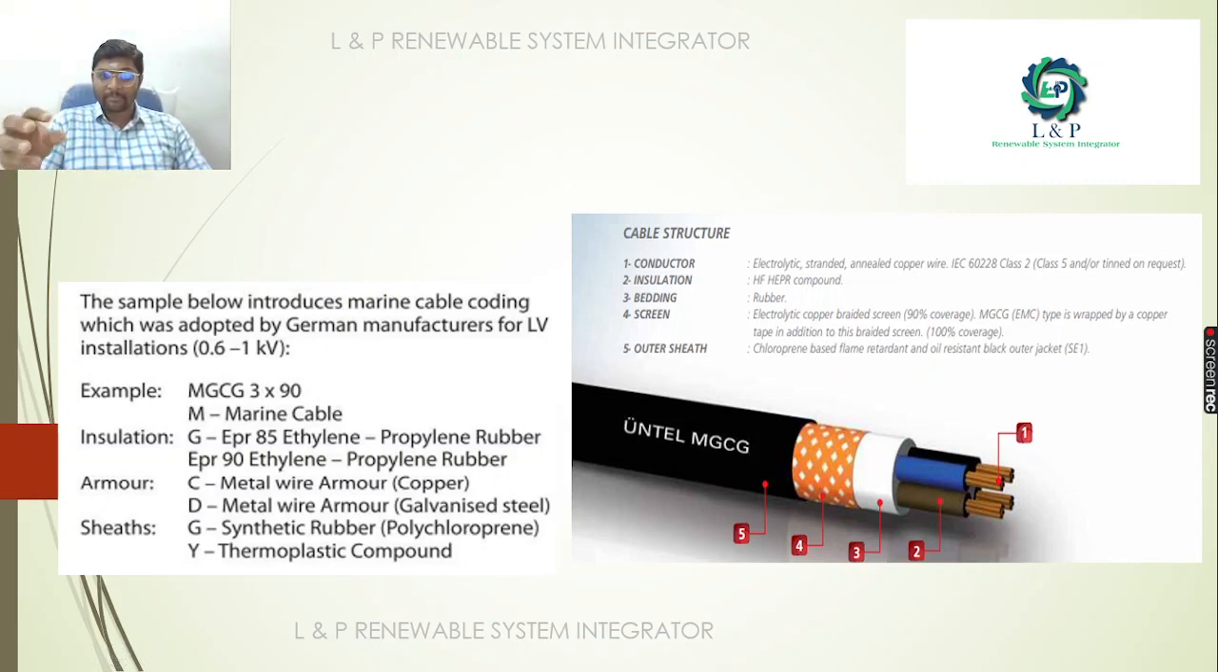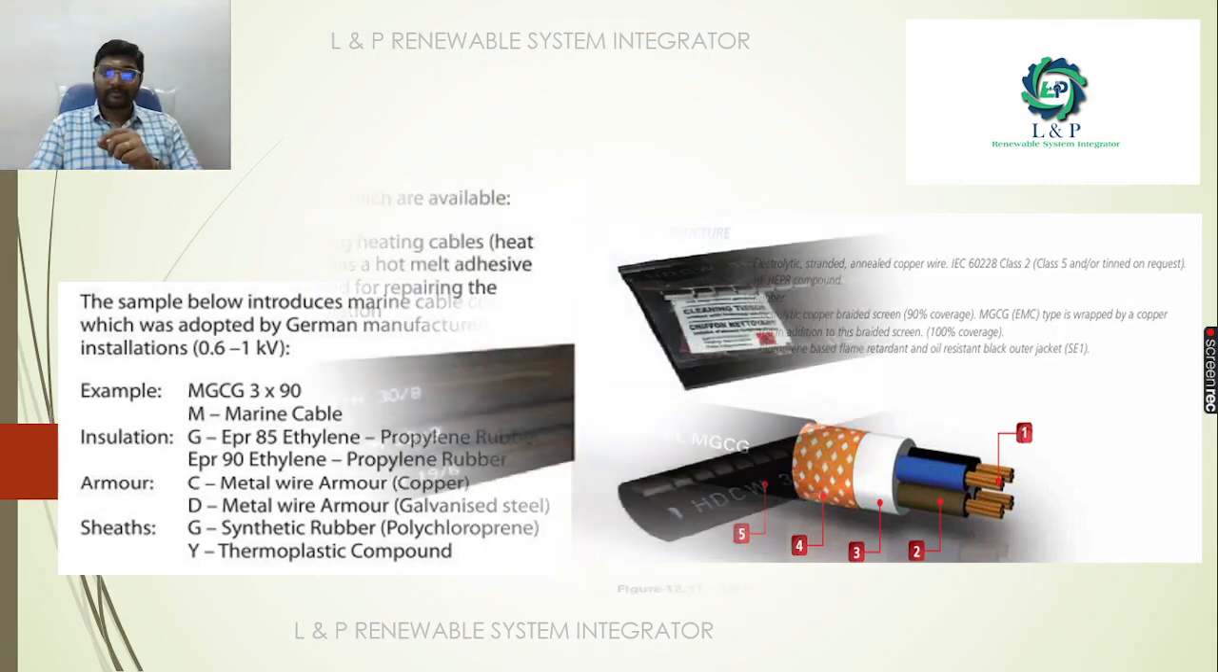Okay, this is an example of a German manufactured cable, that is MGC390. Here M refers to marine cable and G refers to EPR, that is ethylene propylene rubber, and C, if it is C, it means it has a metal armor, that is copper. If instead of C it is mentioned D, it is a metal armor, that is galvanized steel. Next, the last numeral is G. If it is G, it is a synthetic rubber, that is polychloroprene. If it is Y, it is a thermoplastic compound.